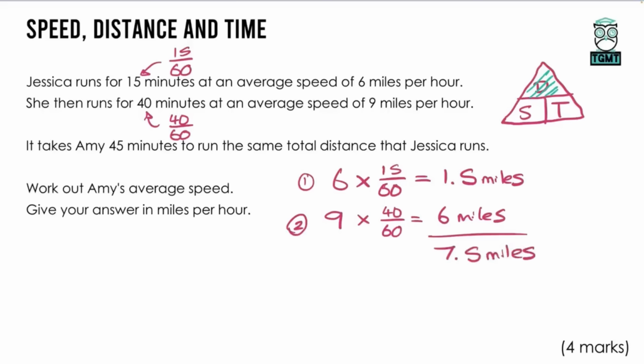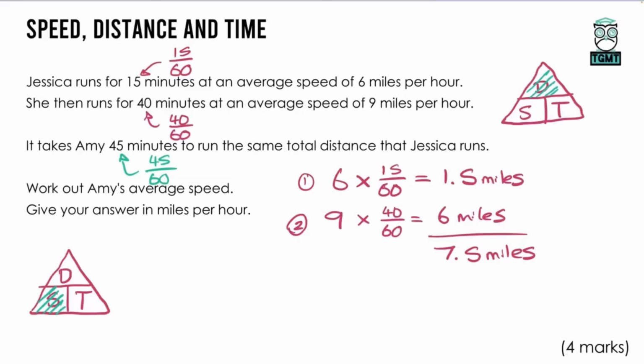Now it says here, if Amy takes 45 minutes to run the same total distance that Jessica runs, work out Amy's average speed. So we need to do a formula again, because this time we are working out speed. So speed, distance and time. We are working out a speed, so we need to do distance divided by time. Again, we have 45 minutes, which is 45 out of 60, if we write that in hours again. And then we can use that formula to get our final answer.